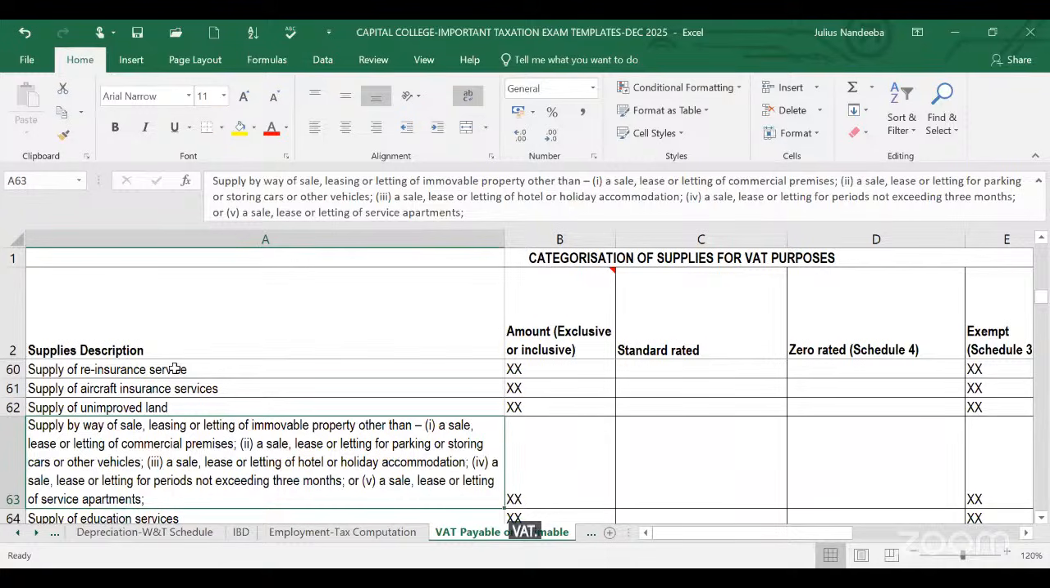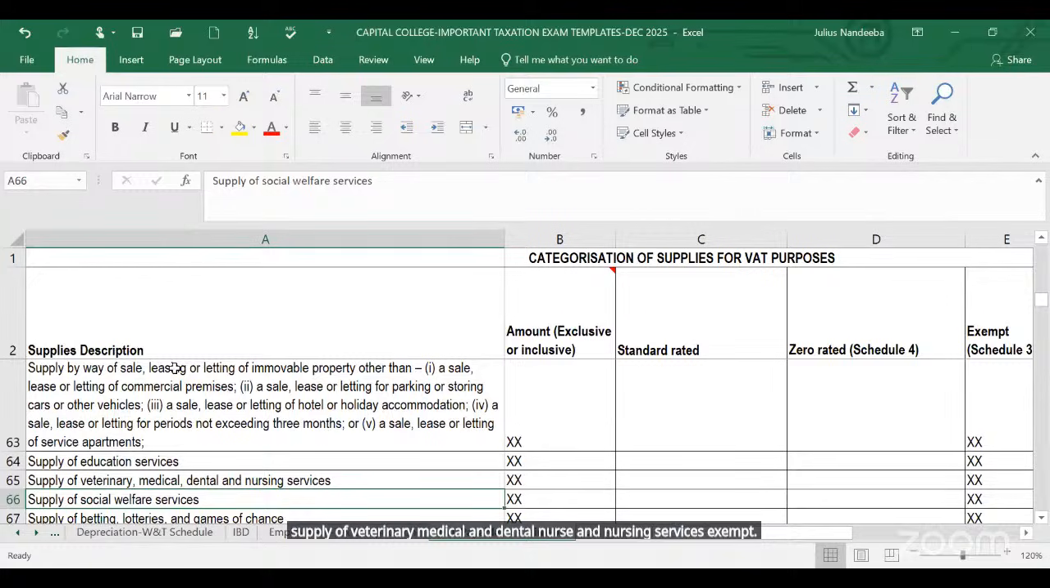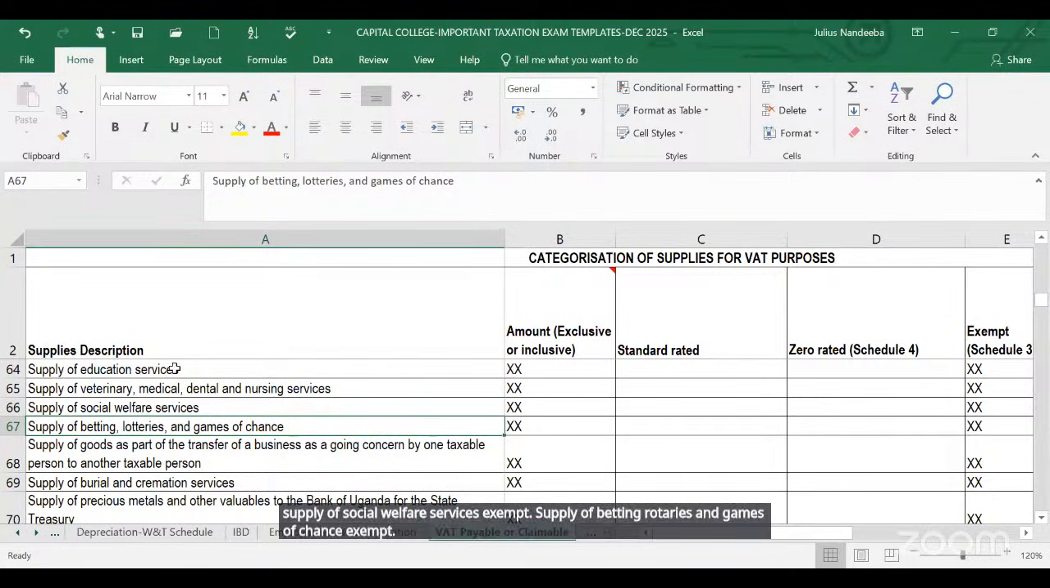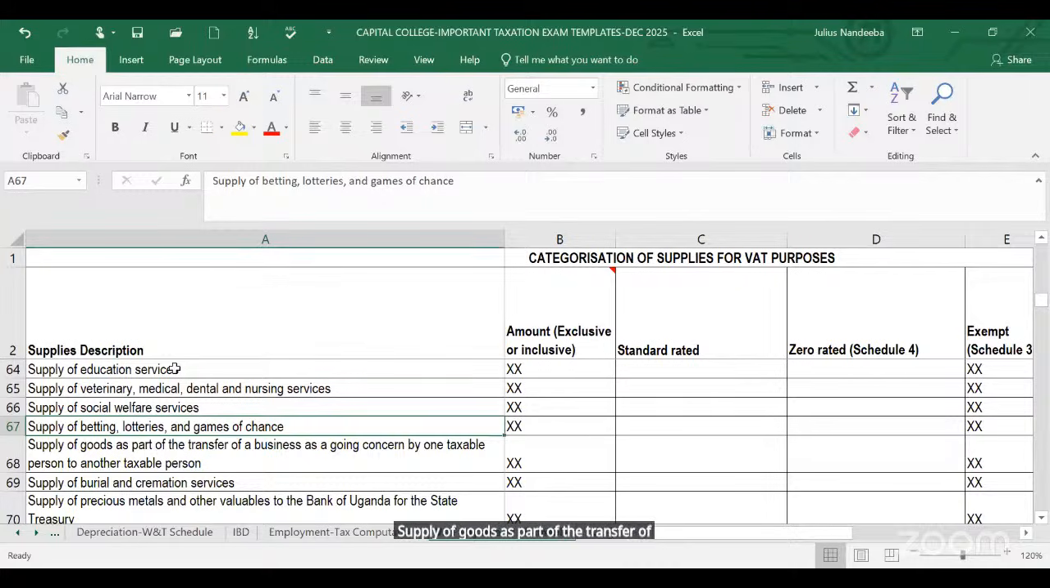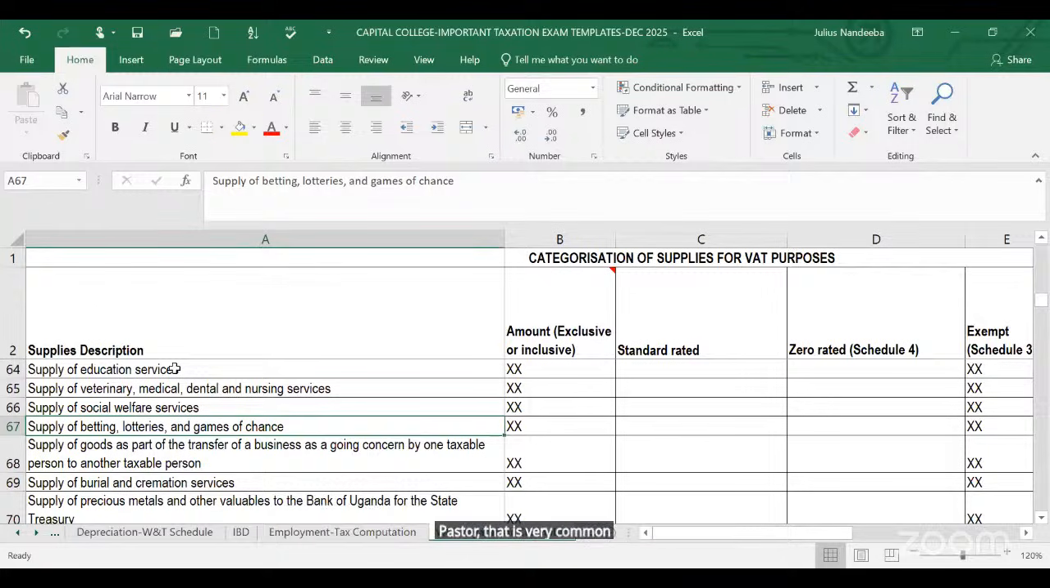Next, supply of educational services, exempt. Supply of veterinary, medical, and dental nurse and nursing services, exempt. Supply of social welfare services, exempt. Supply of betting, lotteries, and games of chance, exempt. Supply of goods as part of the transfer of a business as a going concern by one taxable person to another taxable person. That is very common, and there is a serial number on it.